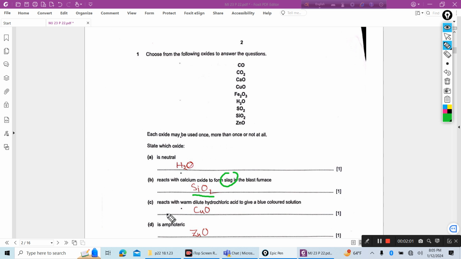Number C, reacts with dilute hydrochloric acid to give a blue colored solution. Copper 2 oxide reacts with hydrochloric acid to form copper 2 chloride plus water. Copper 2 chloride solution is a blue colored solution. D, which oxide is amphoteric? Amphoteric means it has both acidic and basic properties. Zinc oxide, aluminum oxide, lead oxide are amphoteric oxides. So zinc oxide is the answer.